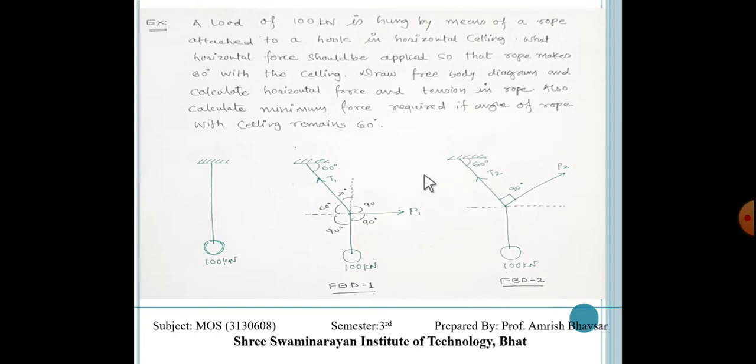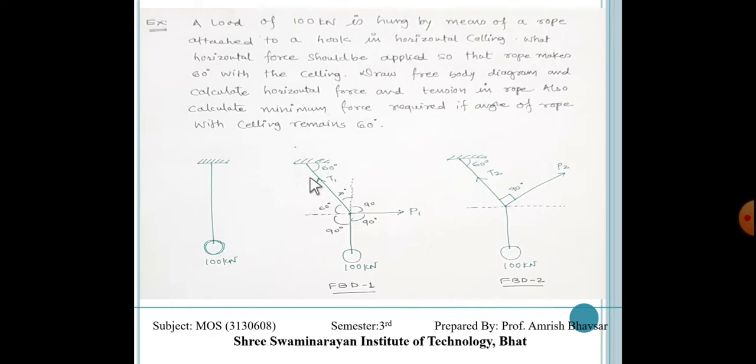Minimum force. Whenever we are going to find out the minimum force, the angle must be 90 degrees. So here we are going to maintain 90 degrees, but here we have to maintain 60 degrees. So from this, again we have to find out the other force. So from these two FBDs, we have to calculate the unknown forces.